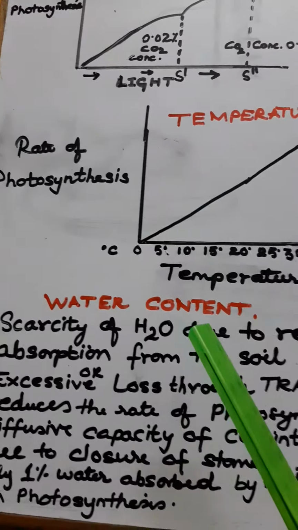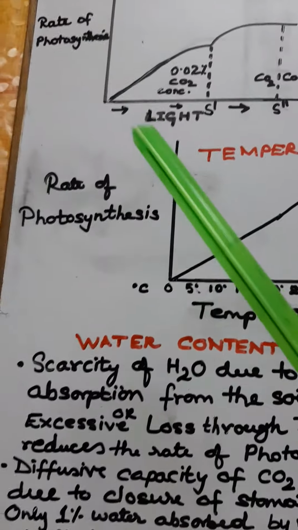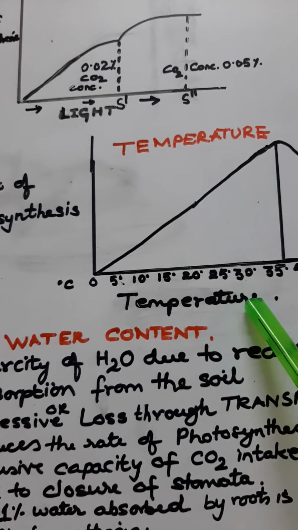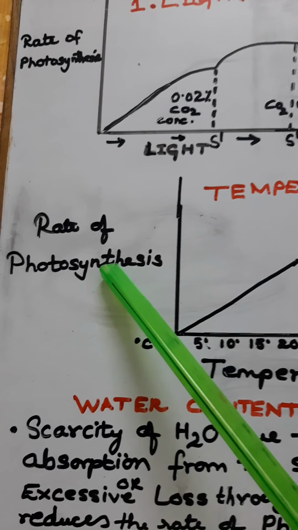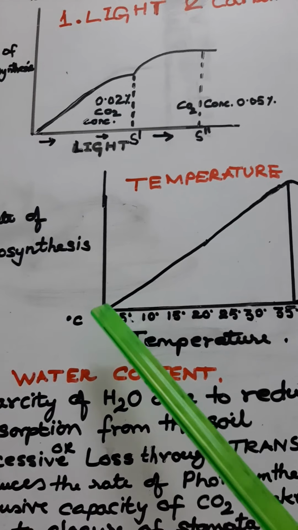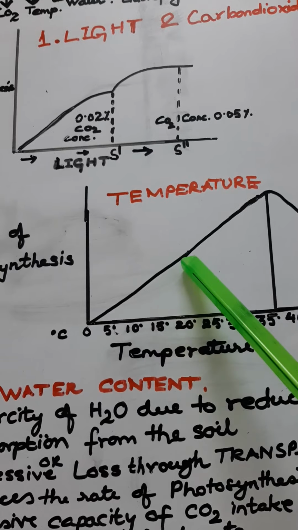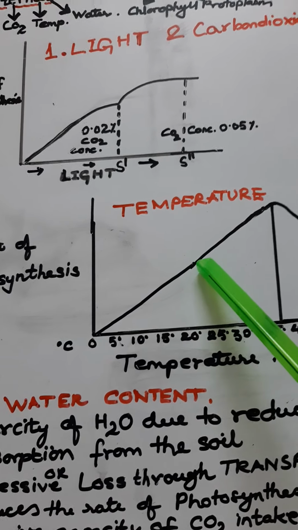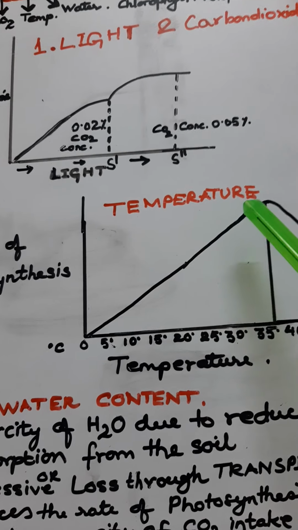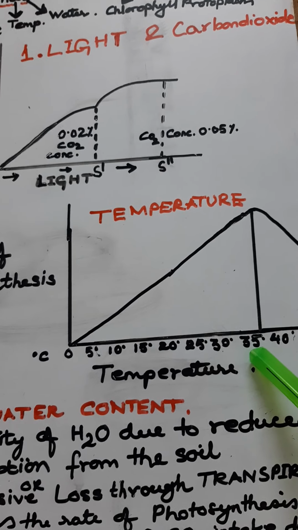Now we come to the next factor, that is temperature. How does it affect the rate of photosynthesis? Over here again, along the x-axis, we have the temperature, and y-axis, the rate of photosynthesis. As the temperature is increased from 0 to 5 to 10, it keeps increasing, and as the temperature is increased, the rate of photosynthesis also keeps increasing till it reaches a temperature which is 35 degrees Celsius.